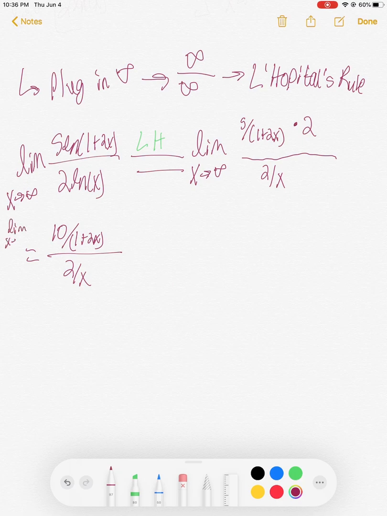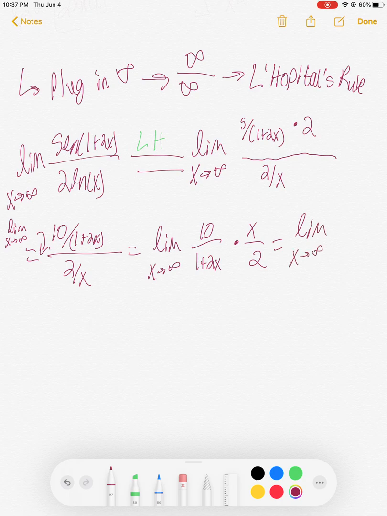Okay, there are fractions on fractions here, fractionception. So let me rewrite this slightly, and it becomes 10 over (1 plus 2x) over 2 over x. Oh, I forgot my limit. The limit as x goes to infinity should be right out front here.